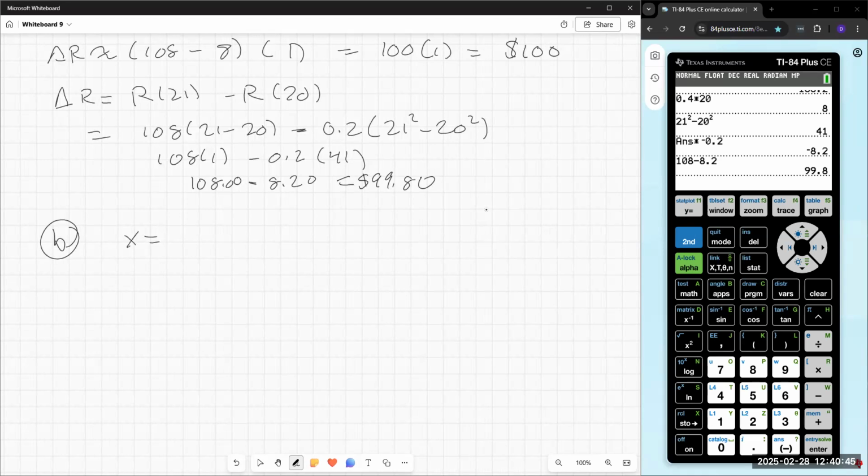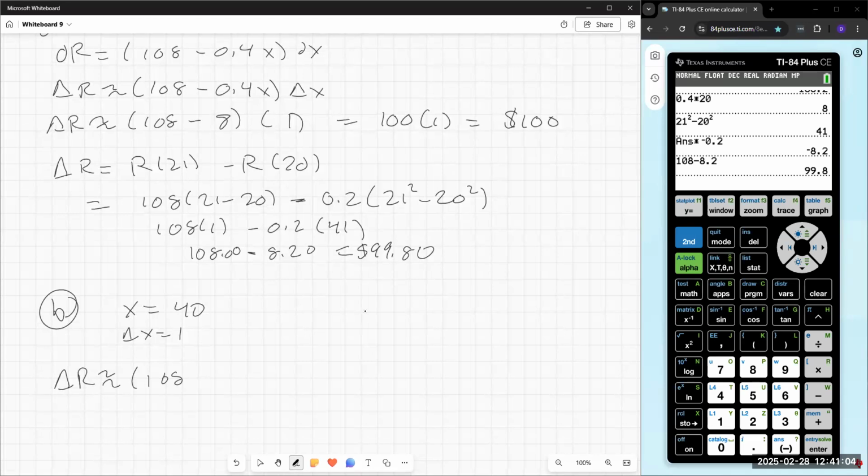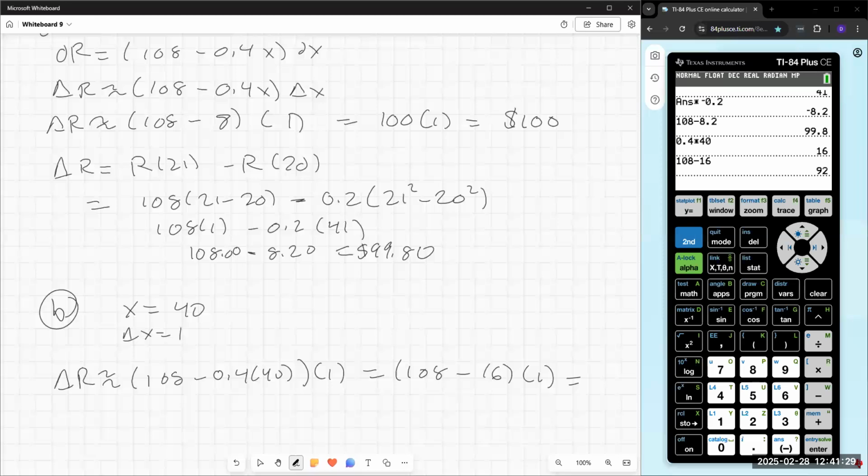So now x equals 40. Delta x is still 1. So delta R is approximately going to be 108 minus 0.4 times 40 times 1. 0.4 times 40 is 16. And 108 minus 16 is 92.